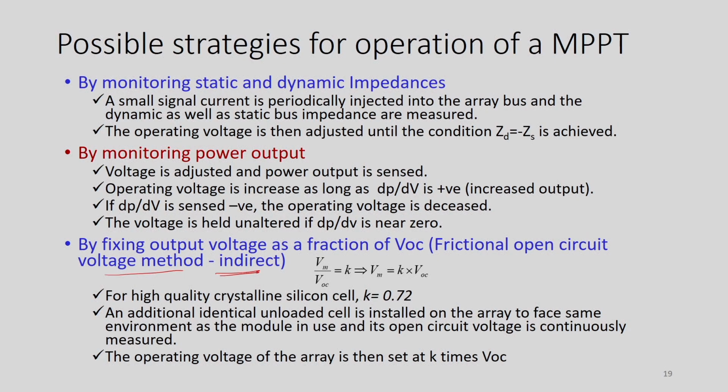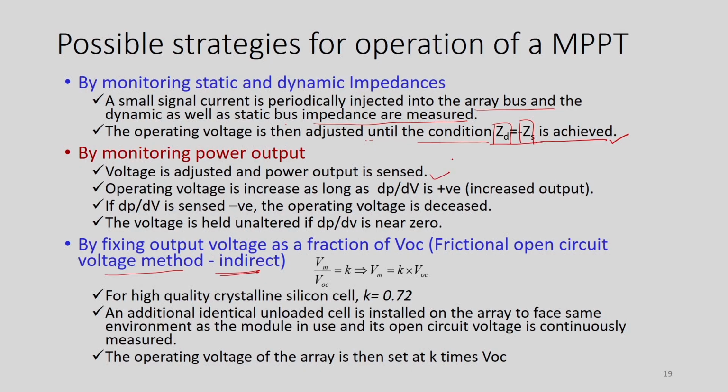In the first case, a small signal current is periodically injected into the array bus, and the dynamic as well as static bus impedance are measured. The operating voltage is then adjusted until the condition is achieved where dynamic impedance and static impedance are equal but in opposite direction. In the second case, voltage is adjusted and power output is sensed.